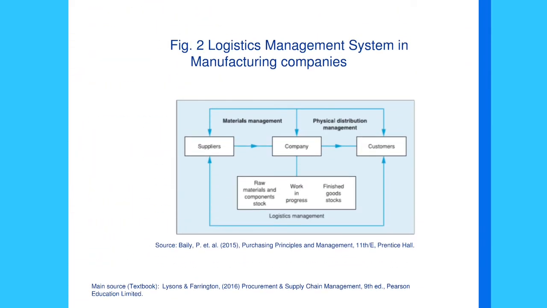Okay. So now, this is a simple diagram which shows you the scope of logistics. Logistics management, it says, is materials management plus physical distribution management. Okay, and it is within the company, and it starts from the boundaries of the supplier and ends with the boundaries of the customer. So that is the scope of logistics management in any manufacturing organization.